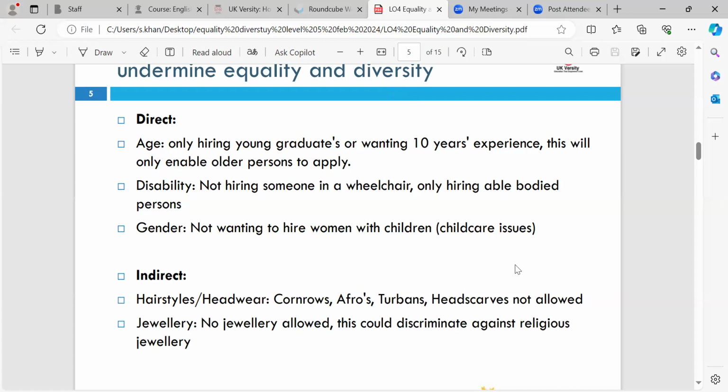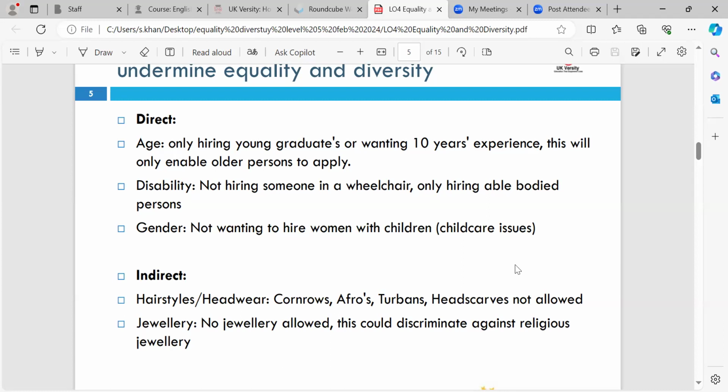Indirect discrimination is hairstyles and headwear: cornrows, afros, turbans, headscarves not allowed. So that's indirect. Jewelry, so no jewelry allowed. This could discriminate against religious jewelry. And that was a case with British Airways where the lady, an air stewardess, was discriminated against because she wore a cross. She challenged that with British Airways, and she actually took that further and won the case because it was religious jewelry. You know, she had to wear it.